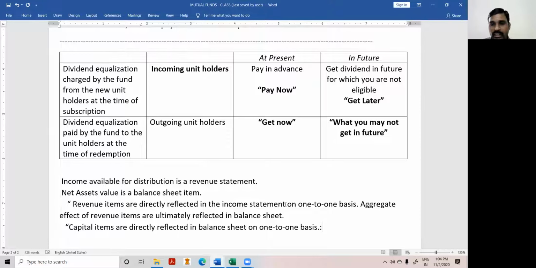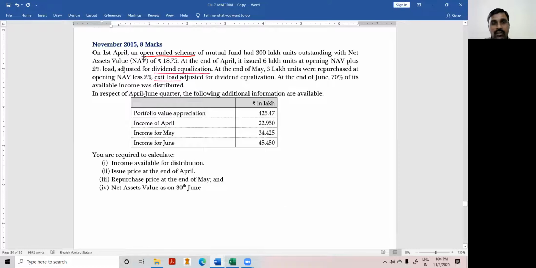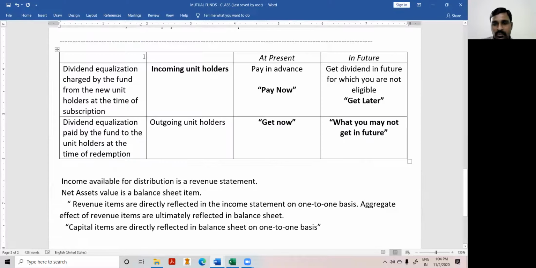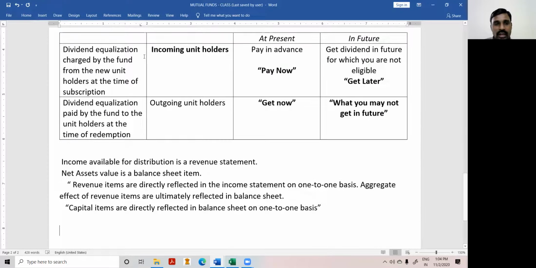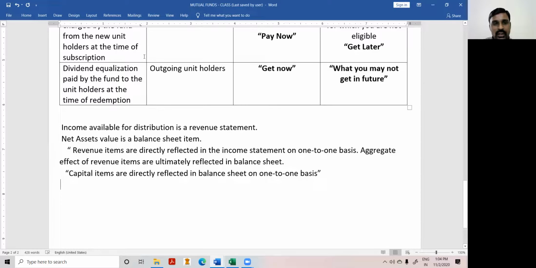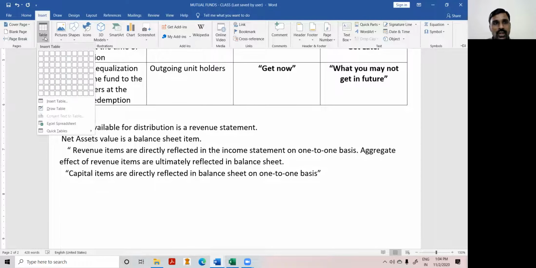Therefore, out of the data they have given, we have to identify which is a revenue item, which is a capital item, and which has to be reflected. Next, first let me list out the items they have given in the question. Based on that, we can think about it and discuss whether to charge it or not.